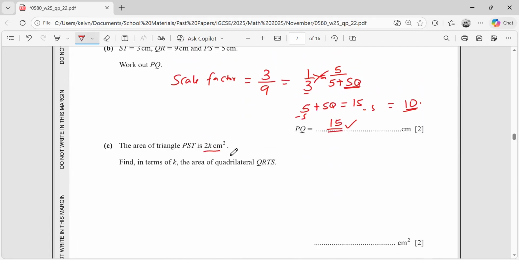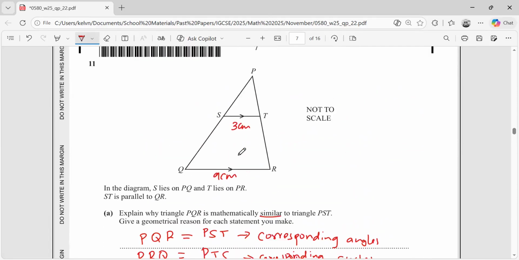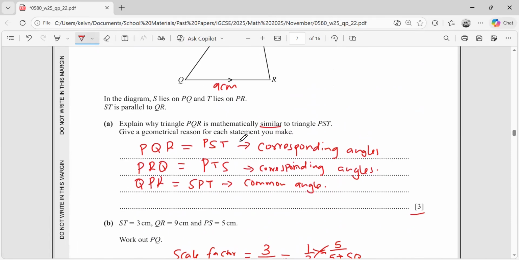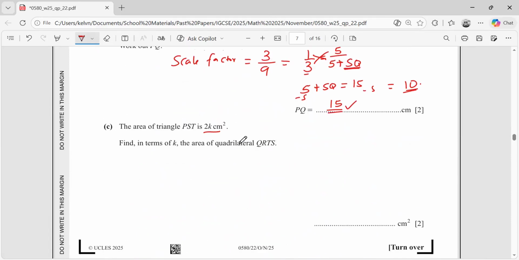QRTS. Before you even look for the area of that quadrilateral, can we use the area of the smaller triangle to find the area of the larger triangle? And the answer is yes. So when you have area, we're going to use our scale factor. Remember, we had gotten our scale factor earlier, which was 1/3.